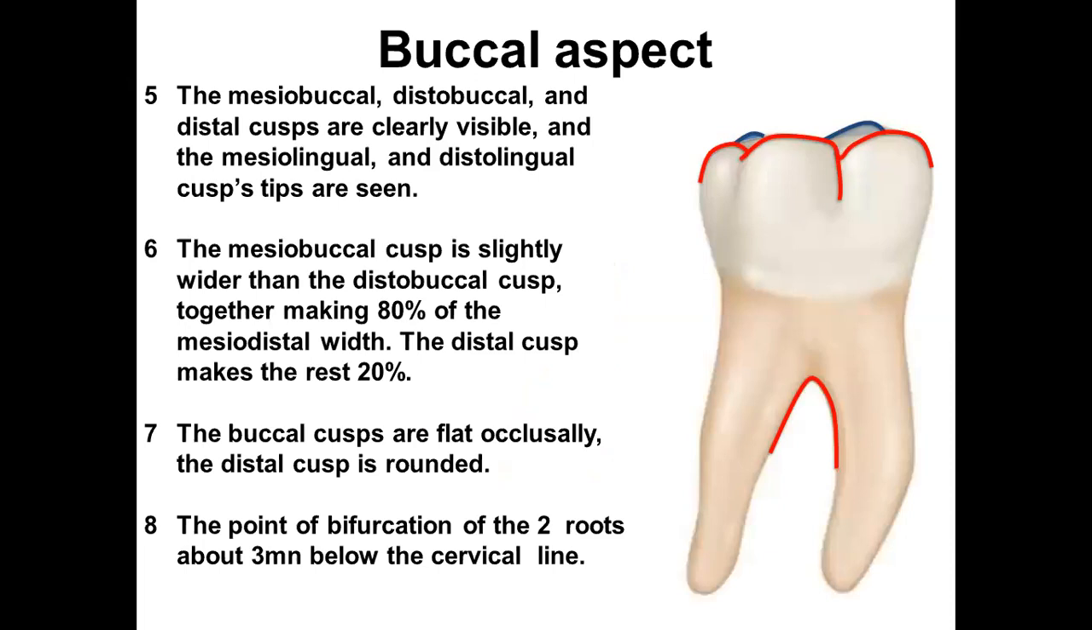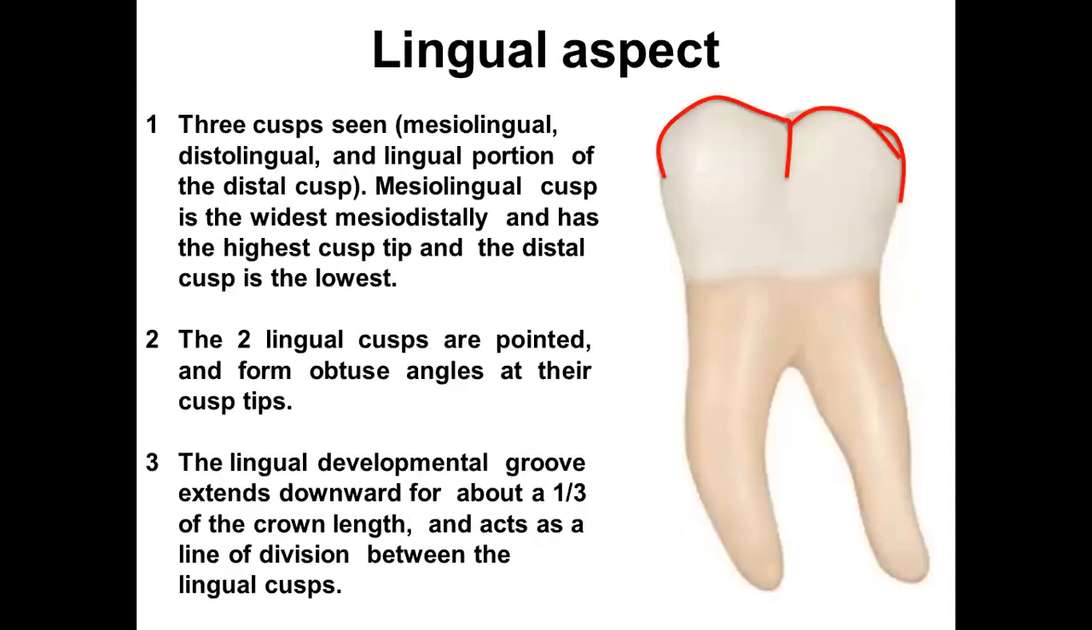So when we see the buccal aspect, the buccal cusps are flat occlusally, but the distal cusp is slightly rounded. So these are not pointed. When we see the buccal cusp, they are not pointed, they are flat. And the point of bifurcation of the two roots is about 3 mm below the cervical line. So the root trunk is of 3 mm dimension.